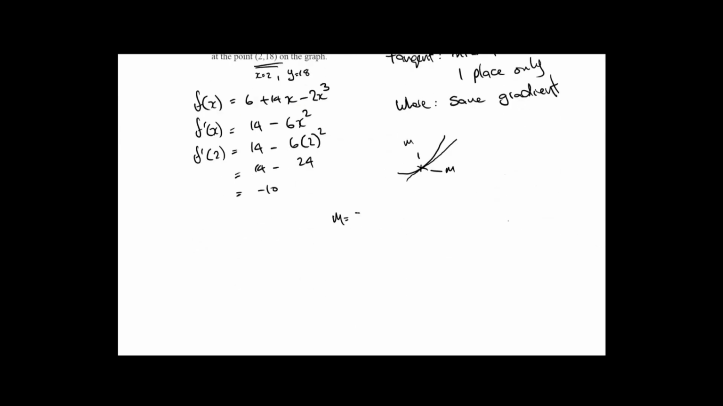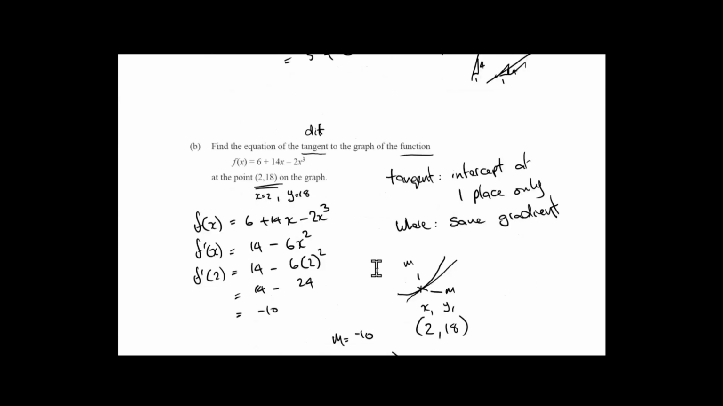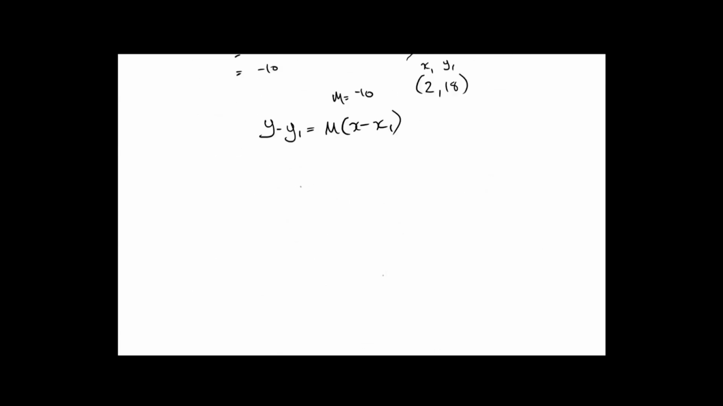So m is going to be minus 10, and the point that we've got is 2, 18, and that's going to be x1, that's going to be y1. So we can apply our formula, y minus y1 equals m(x minus x1). They don't give this. I don't think they do. Do they give this? No, they don't give it to you. This is a really important equation that you need to know. So m is minus 10, x1 and y1. So y minus 18 is going to be equal to negative 10 times (x minus 2).